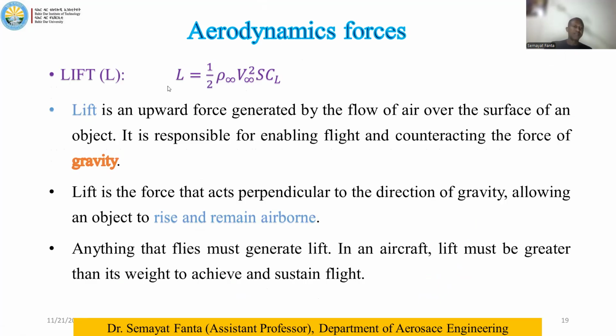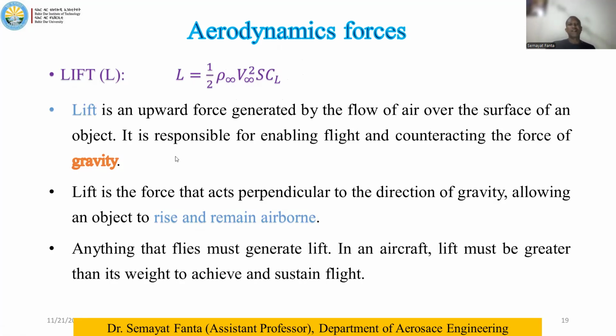So we can mathematically express lift as half rho V square S CL. In this, rho is the density of air at different flight altitudes, V is the flight velocity, S is the area, or what we call the planform area of the wing, and CL is the lift coefficient, the non-dimensional aerodynamic lift coefficient. So we will see what that non-dimensional aerodynamic coefficient is.